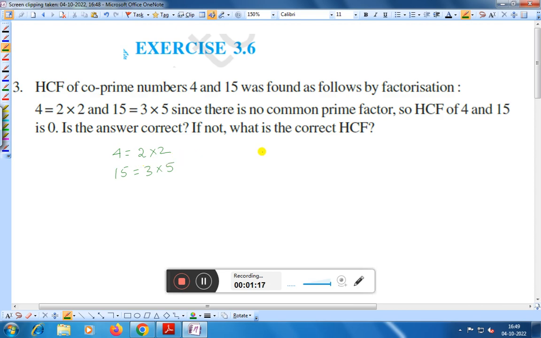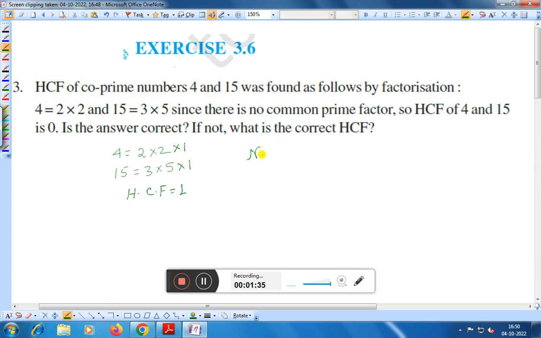Because we know that 4 can be written as 2 into 2 into 1 and 15 can be written as 3 into 5 into 1. So here the HCF is not 0 but the HCF is 1. The highest common factor is 1. If not, what is the correct answer? Is 0 the correct answer?